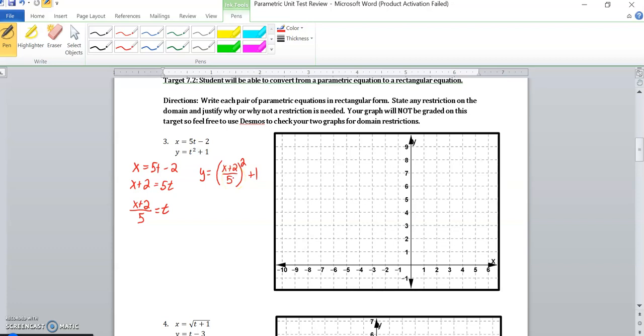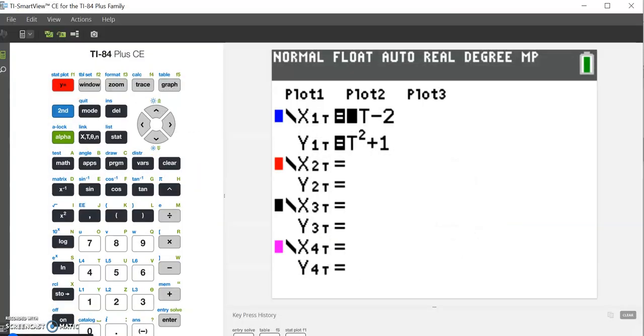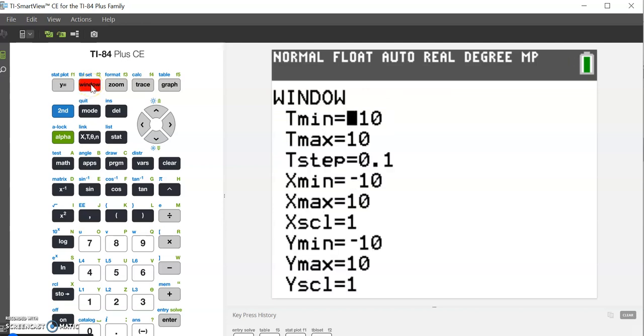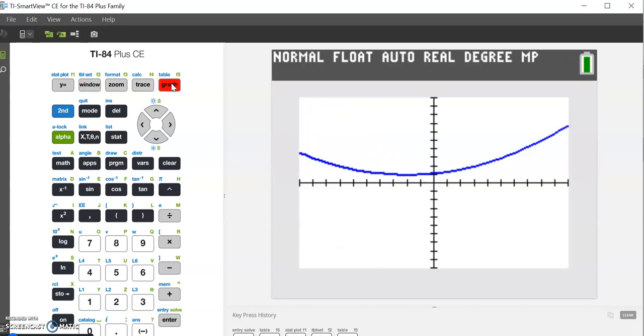So let's do that here. Make sure you're in the right mode. You go to parametric mode, and here's my x1, here's my y1. For this one, I set up a basic window. So y min max is -10 to 10, and our x min max, same thing, all -10 to 10s. My t-step is 0.1, just to start. So if I graph that, I'm going to get something like this.